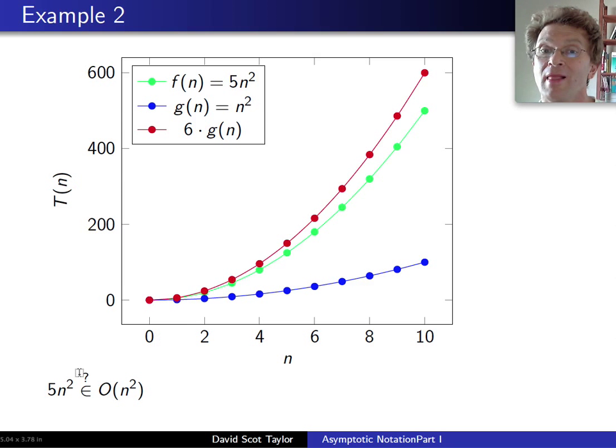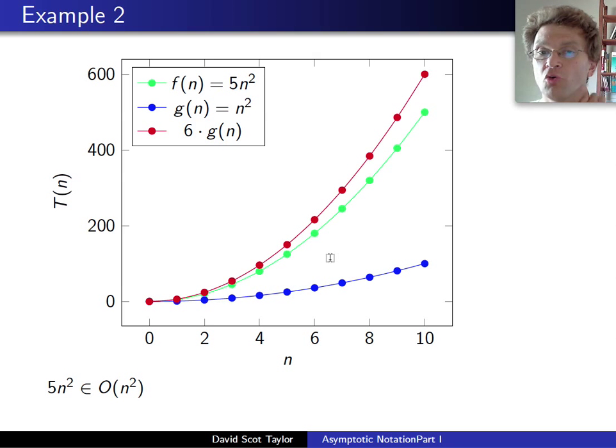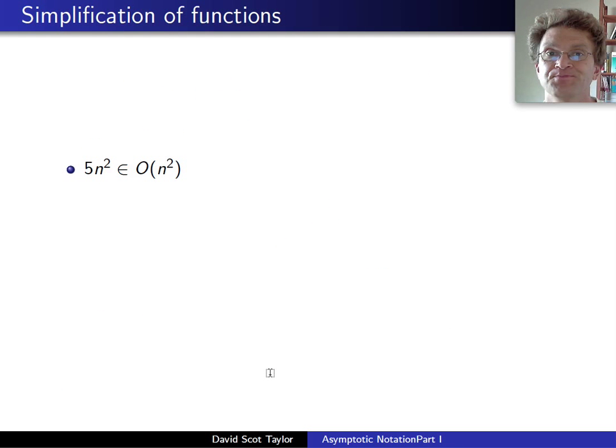We see our f of n function, 5n squared, is, for every value of n at least 1 and bigger, let's say, less than or equal to 6 times g of n. 6 is our constant, and 6n squared is bigger than or equal to 5n squared. So we know that 5n squared is in the set big O n squared, right?